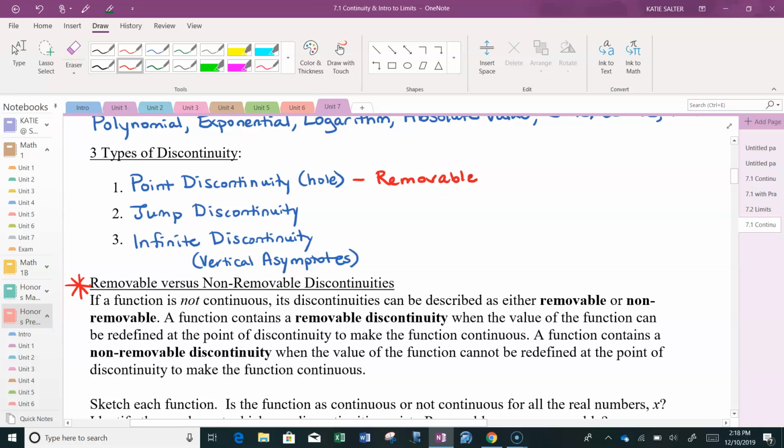However, if you have a jump discontinuity or an actual vertical asymptote, it would take a lot more than just one point to make that function continuous. So these are non-removable discontinuities. Now right now you're probably like, why do I care? What does that matter? You'll see when we get into our limits throughout this unit why there's a difference between a removable discontinuity and a non-removable discontinuity.